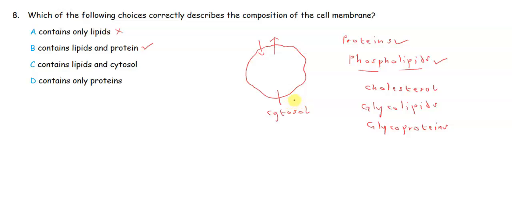But in any case, in this cell membrane, we don't have cytosol. The cytosol is actually inside the cell membrane, not part of the cell membrane. So this is wrong. Then option D contains only proteins. As we can see, it doesn't contain only proteins. So the correct answer is B.